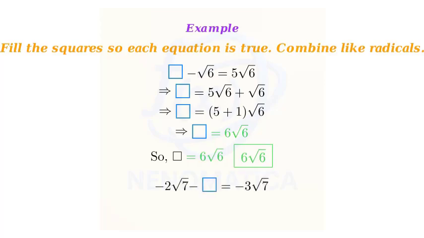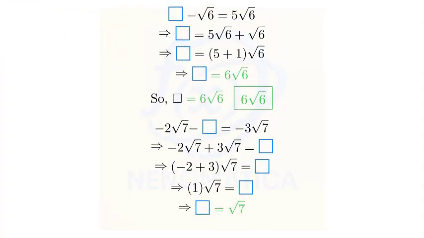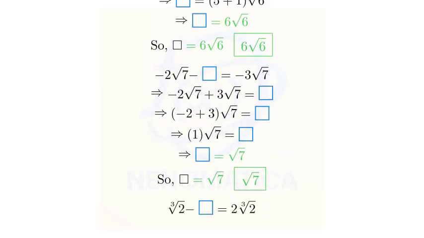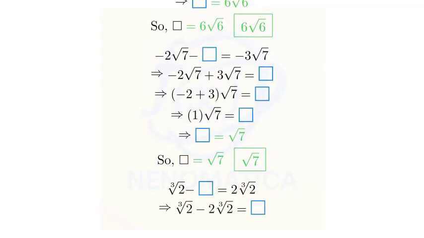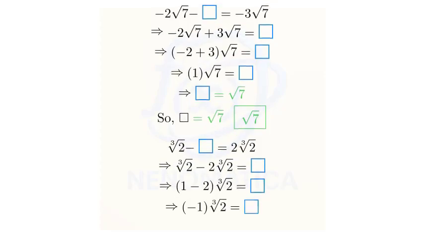Problem 2. -2 square root of 7 minus a square equals -3 square root of 7. Add 2 square root of 7 to both sides. Combine the coefficients. Multiply by -1 to isolate the square. Problem 3. The cube root of 2 minus a square equals 2 times the cube root of 2. Move 2 times the cube root of 2 to the left by subtraction. Combine coefficients 1 minus 2. Conclude the value of the square.